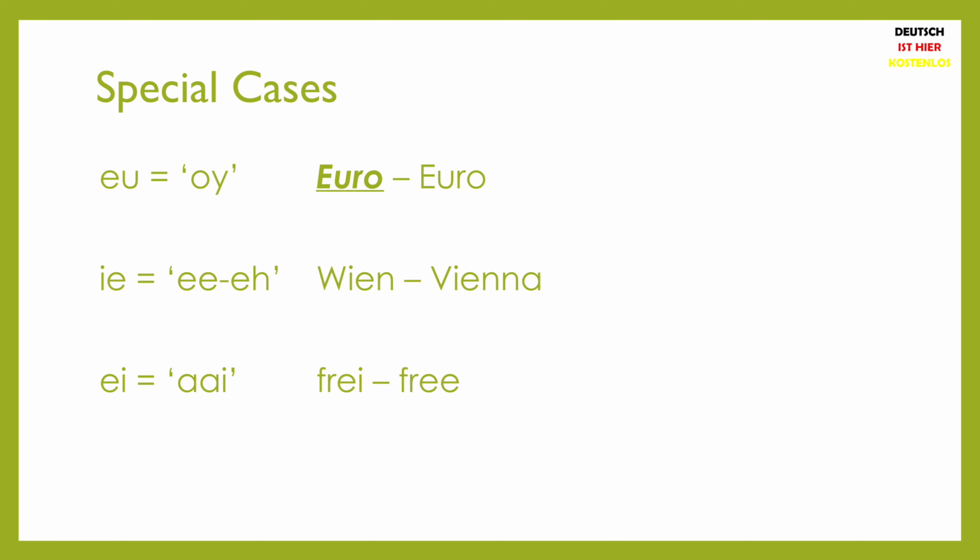The keyword for this lesson is Euro. Make sure you note it down and write the correct keyword in the test. To know more about keywords, watch our introductory video. The currency euro is called Euro in German. The Austrian capital Vienna is called Wien in German. And frei means free.